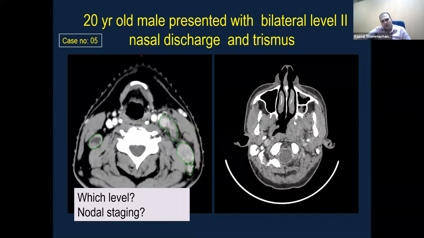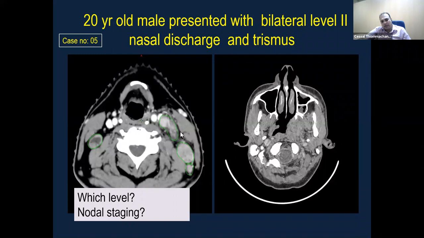And the lesion is involving the nasopharynx. The parapharyngeal space, you can make out the parapharyngeal space here. You can make out the obliteration of the parapharyngeal space, the prevertebral muscles, and the involvement of the medial pterygoid muscle. Because of these three factors, it becomes a T2 disease, and bilateral nodes are there. So it becomes N2 disease.